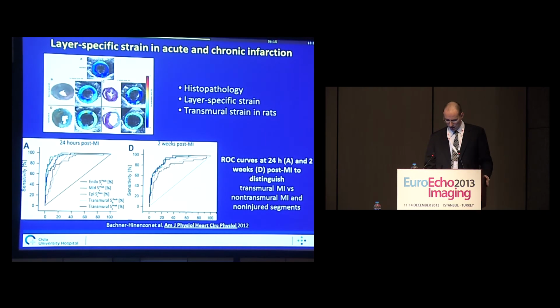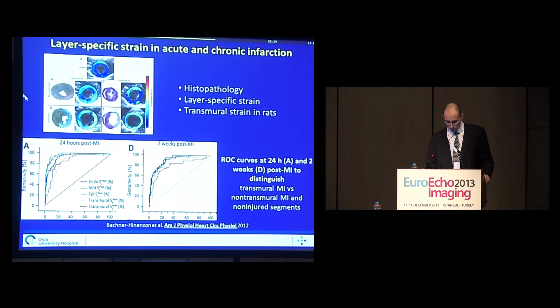But there is a study from Israel, an experimental study, which might give some answers. In the study, infarctions were induced in rats by occluding the LAD artery. One group of rats was sacrificed after 24 hours, and the rest after 2 weeks, and the histopathological study was performed to analyze transmurality. There was also a layer-specific strain and transmural strain analysis performed before the animals were sacrificed.